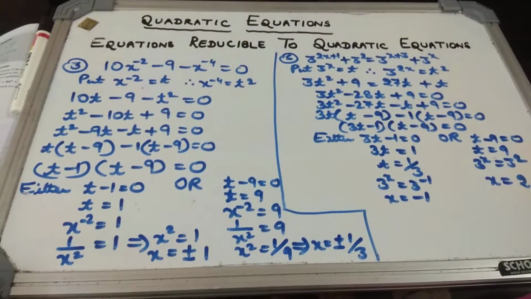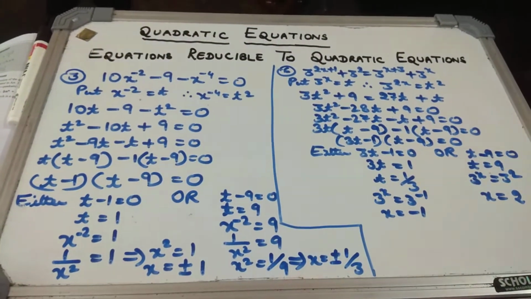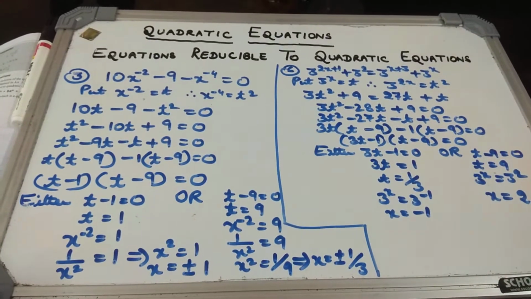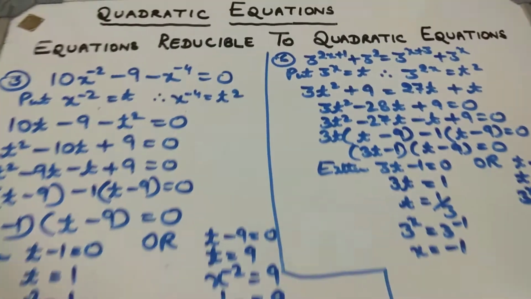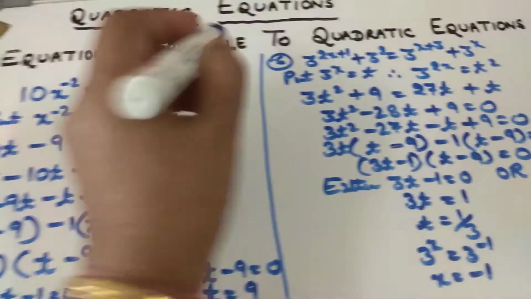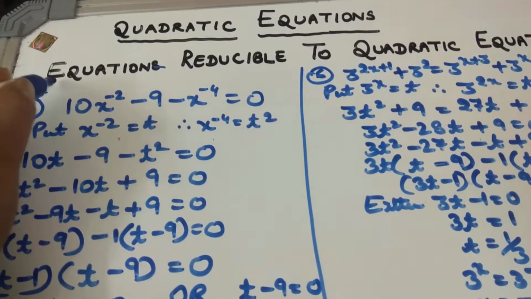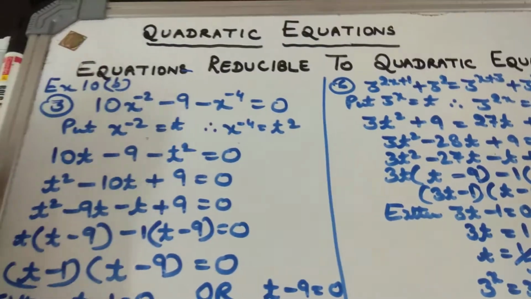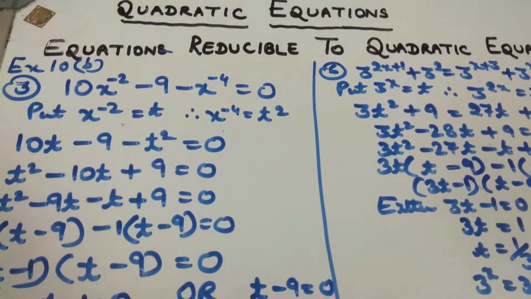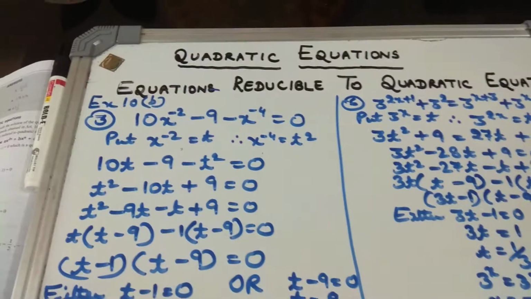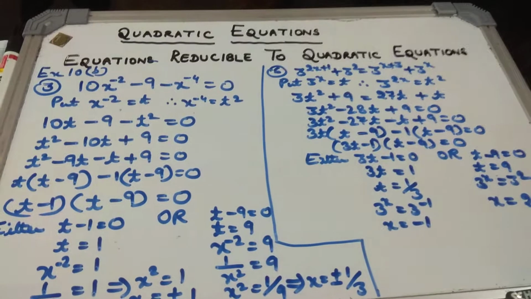Now a few of the types are mentioned here. I have taken them from exercise 10, question number 3. Now in the exercise you can see there are around 10 to 12 questions, but they are of different types, so I have taken the first two types.